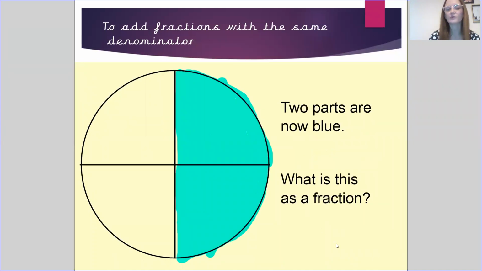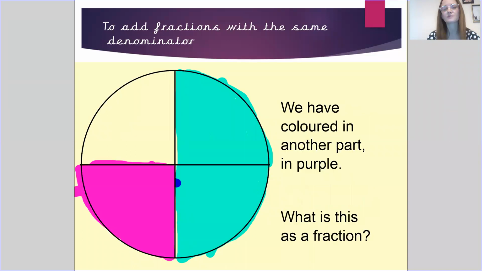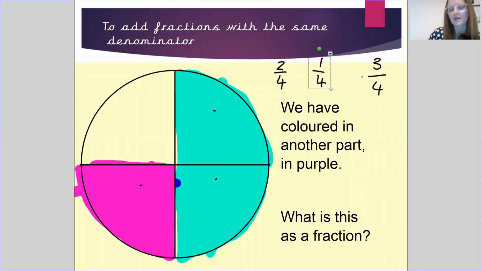So two parts are now blue. So just like I've shown you in the previous one, what is our fraction? So we know that it is out of four because there are four equal parts, of which two of them are blue. Okay, so the fraction that we have is 2/4, or similar to 1/2 if we remembered our equivalent fractions. If we color in a third bit, we can see that we have colored in one more piece. So we have 2/4 that are blue and 1/4 that is pink. So we have 2/4 are blue and 1/4 are pink.